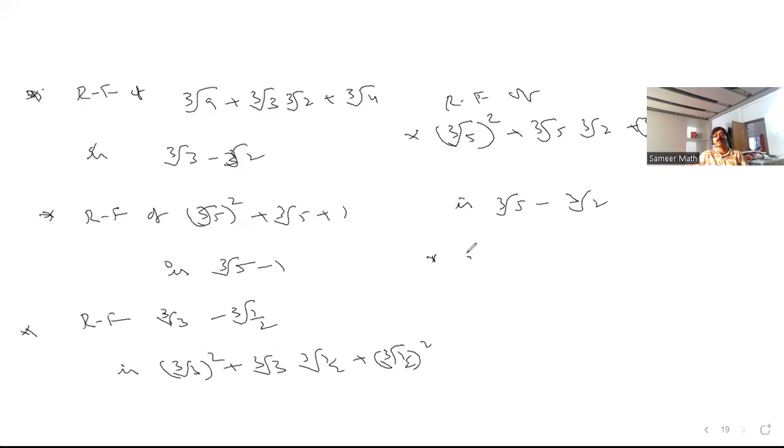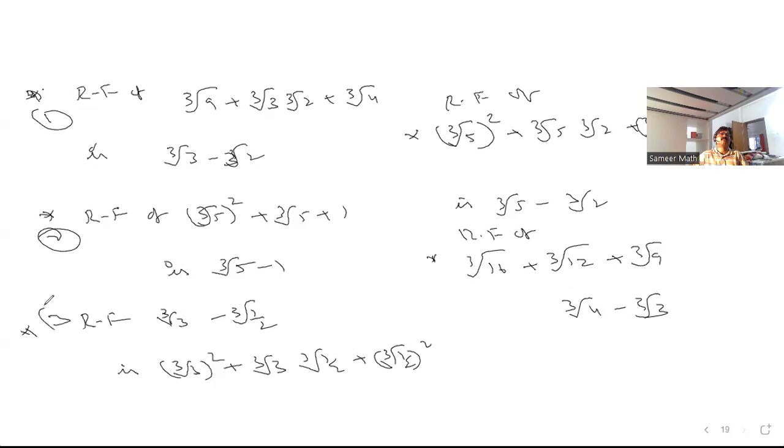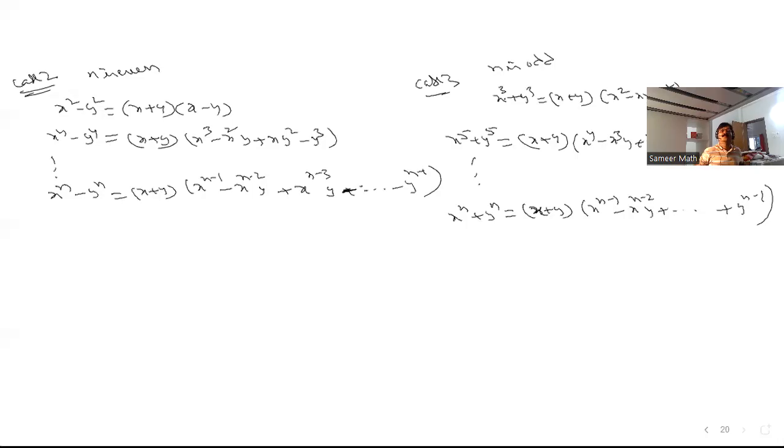Please be careful here. ∛16 + ∛12 + ∛9. What is RF? This means ∛4 minus ∛3, you can write. I have given several examples. This is 1, 2, 3, 4, 5 examples I have given for type 1. Now I'll go for type 2. Yeah, 2 more cases I said now.